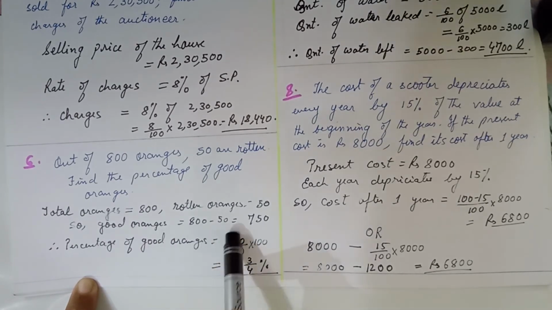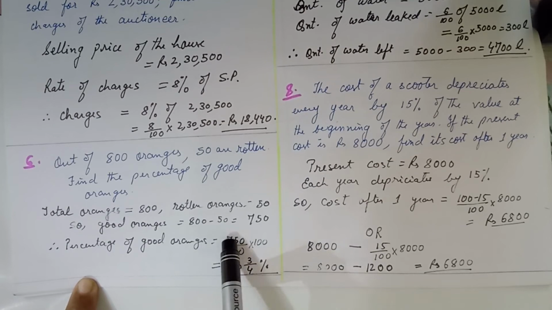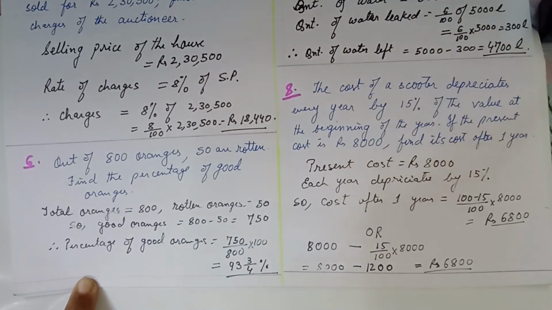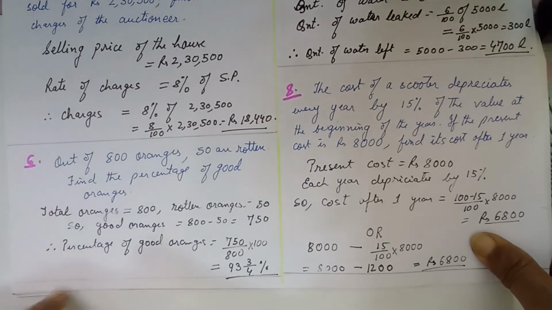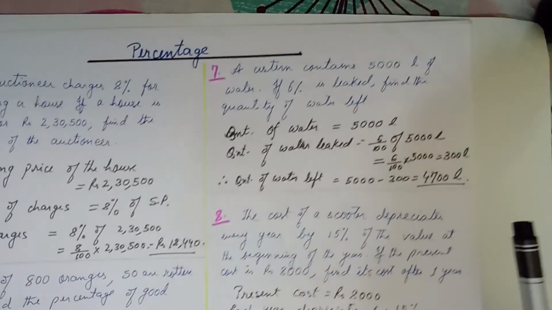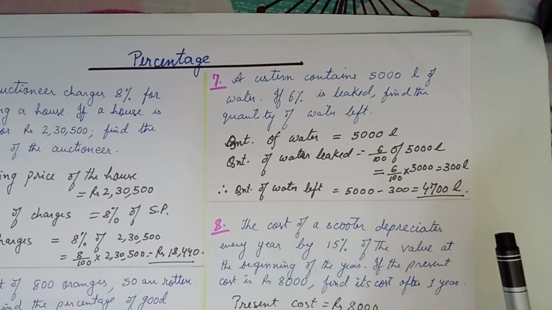So good oranges by original into 100. 750 by 800 into 100. Cancel, and I have put it in a mixed form. If you want, you can go for the decimal as well. That is also correct.